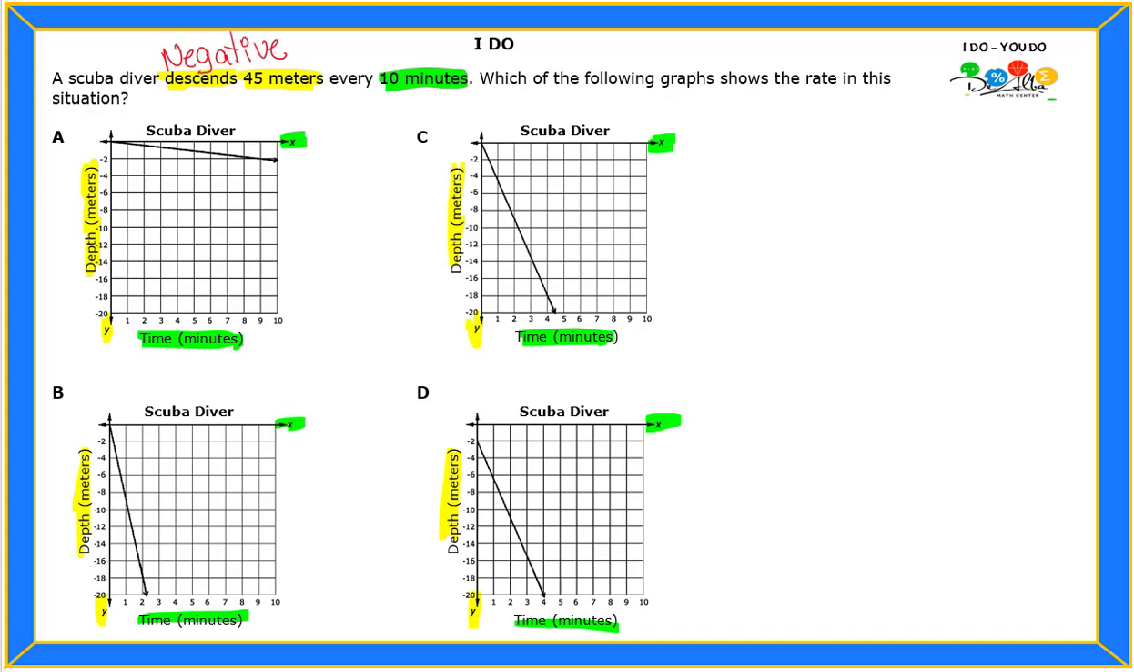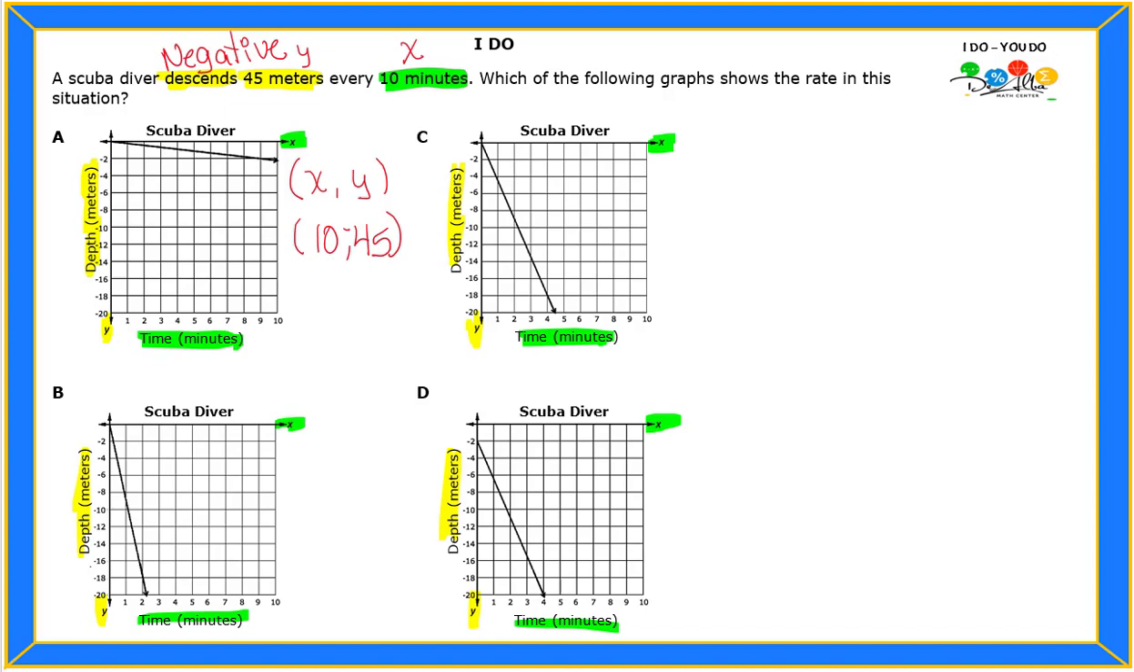So what I want to do next is write the labels in here. So the meters is the Y and the minutes is the X. So if I was to write down an ordered pair with X and Y values, then X will be 10 and Y will be 45. Is that right? Okay. Now, since I said negative, what do I know about that 45? Is it a positive 45 or a negative 45? It's going to be a negative 45, right? Because we agree that descending gives me a negative number, okay?